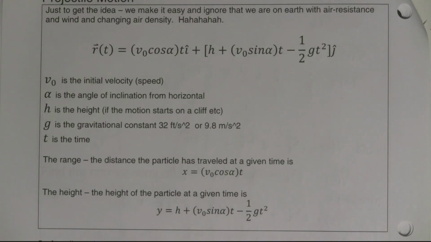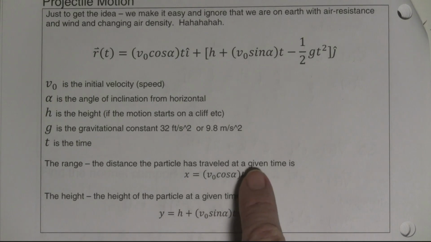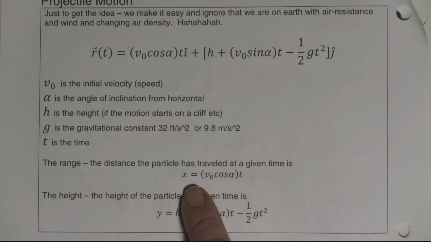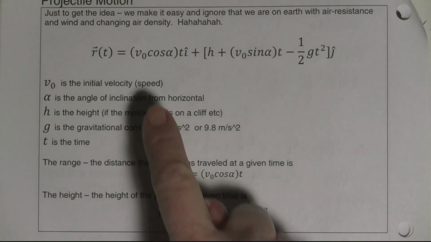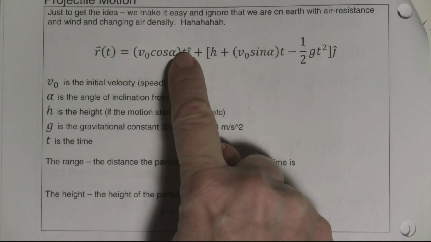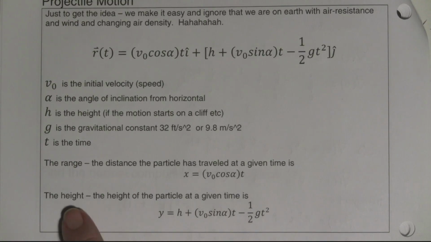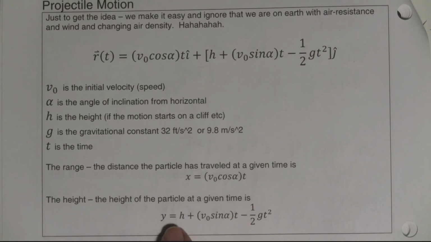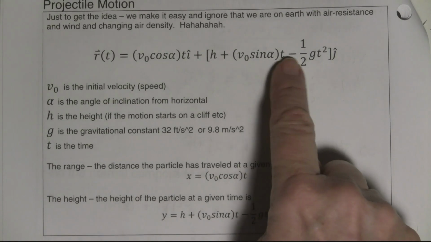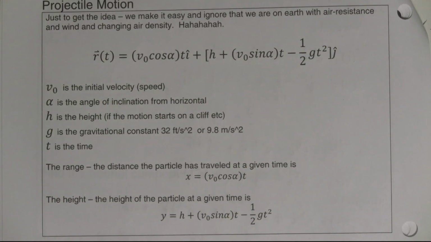So then the range, this is the distance the particle has traveled at a given time, is given by this. And that's just this part right here, which is the t, that's the x. And then y is the height of the particle at a given time. So that's right here, all of that, j.